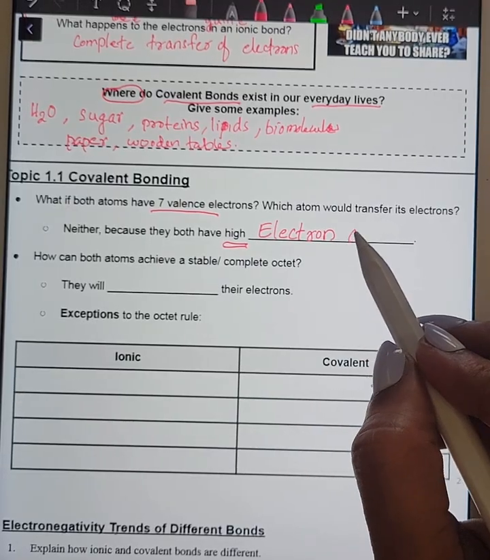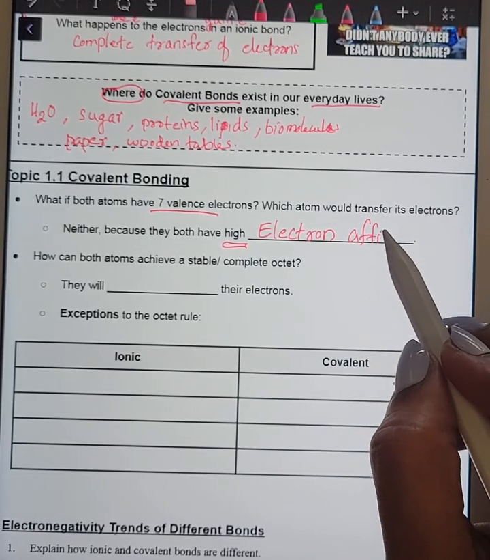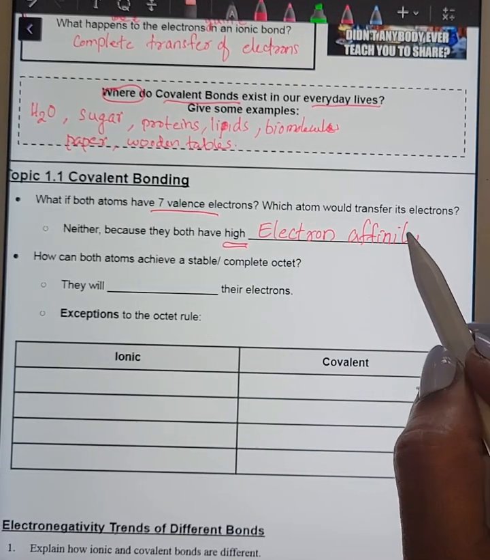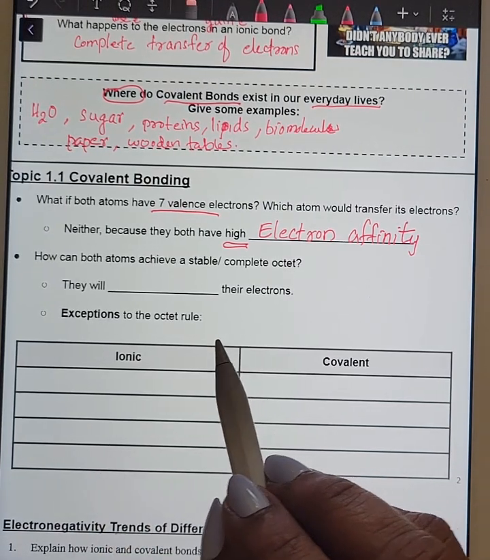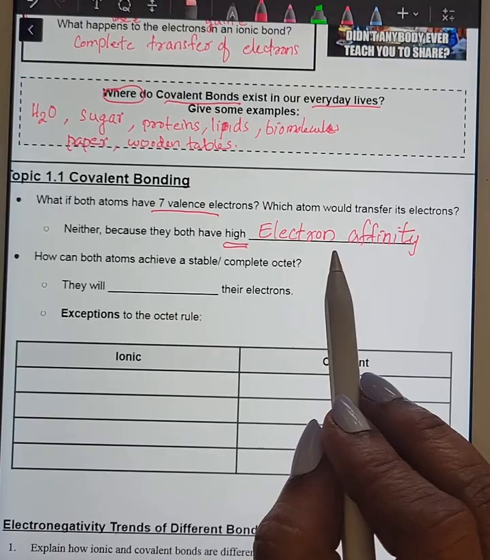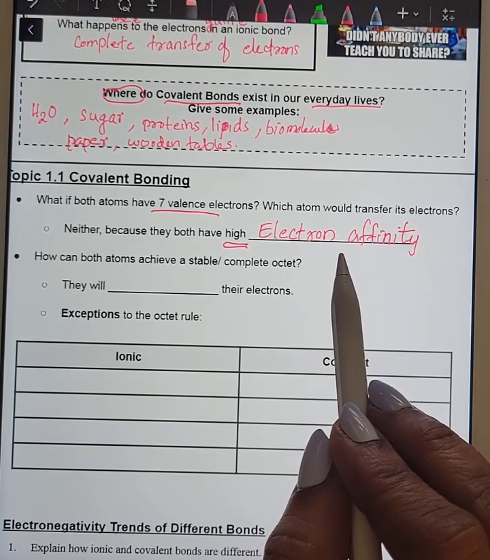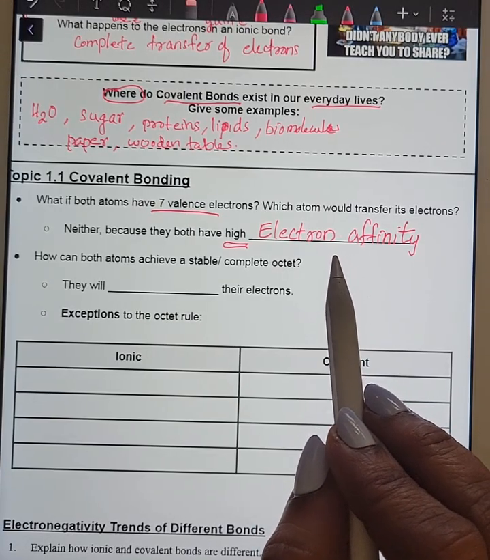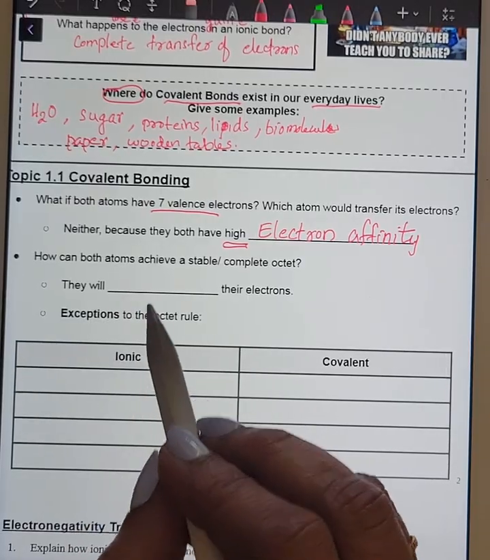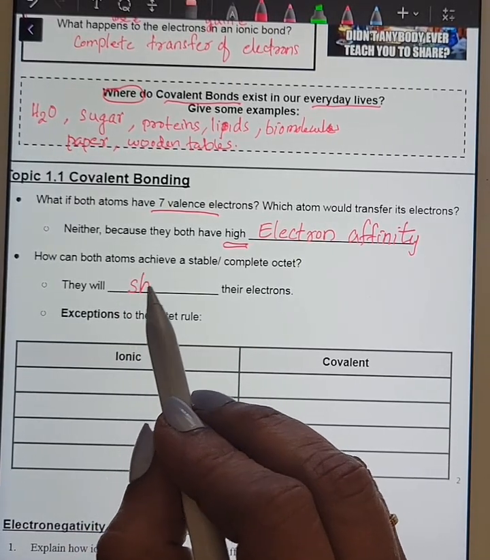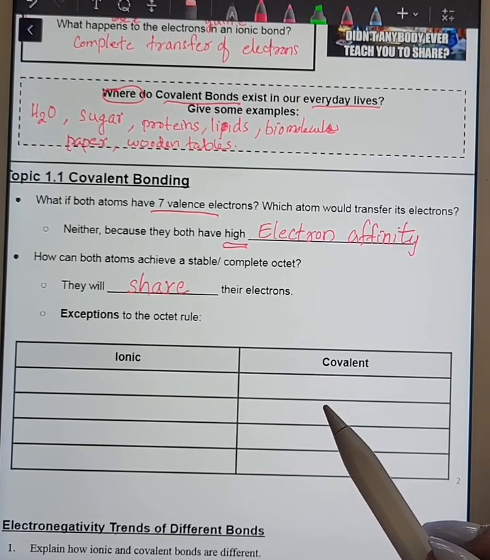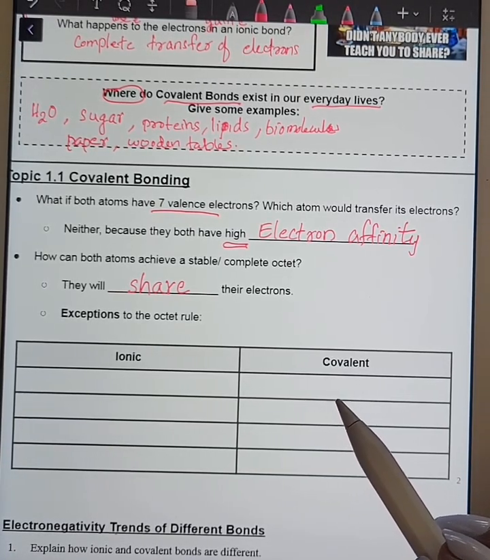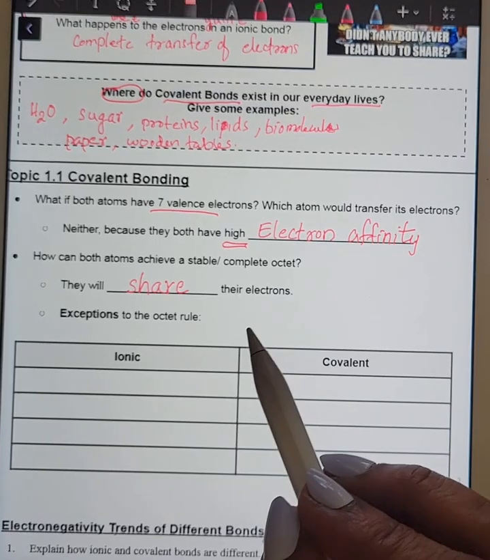Electron affinity is just the opposite of ionization energy. It's the energy released when an electron is gained. Okay, they have higher electron affinity, so they don't lose electrons. Both of them need electrons. So they will do what? They will mutually share their electrons. So the shared pair will be possessed by both of the atoms. It's owned by both the atoms.